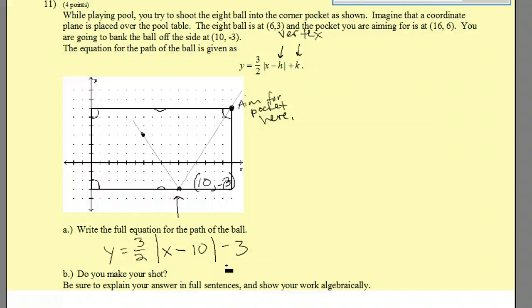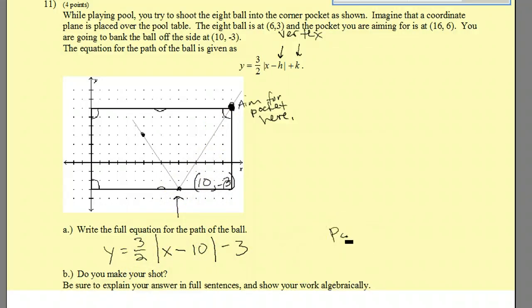And then the second part says, do you make the shot? Well, what does that mean? If this is the equation of the path of the ball, I want to know if it's on this V. Sure, I drew it like this, but it may not be exactly right. Is this point here actually a point on the V? Or did I just draw it to make it look like it? So what does it mean to be a point on the V or a point on the graph?